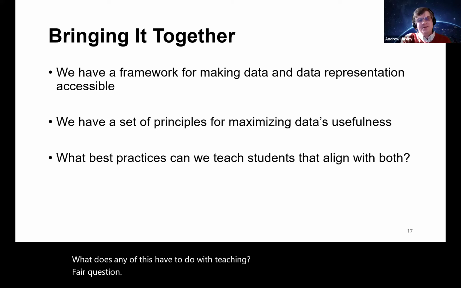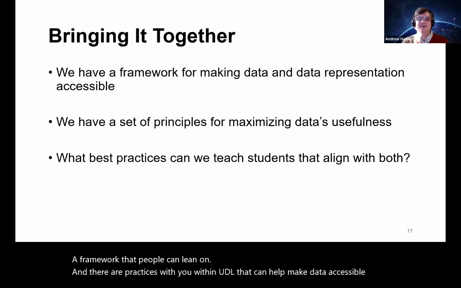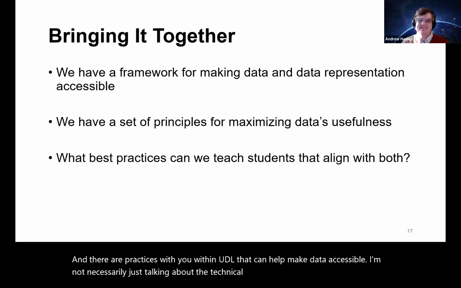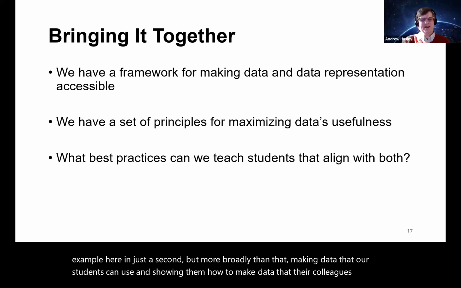So I've shown you a framework that people can lean on to make data accessible. And there are practices within UDL that can help make data accessible. I'm not necessarily just talking about the technical side, although I'll show you a toy example here in just a second, but more broadly than that, making data that our students can use and showing them how to make data that their colleagues someday can use. We have a framework for that.